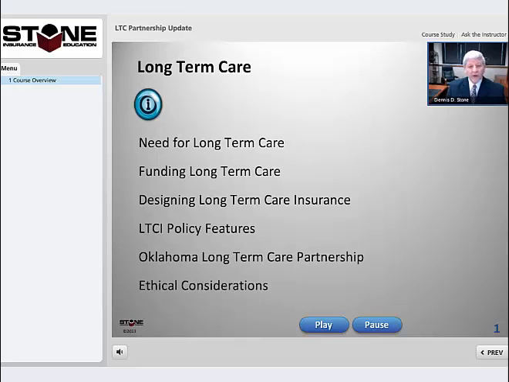We'll then take a look at long-term care insurance policy features. Essentially, these are going to be provisions. A lot of these things are going to be required by law, and we'll just kind of review those in terms of how they're going to apply to a long-term care insurance policy.